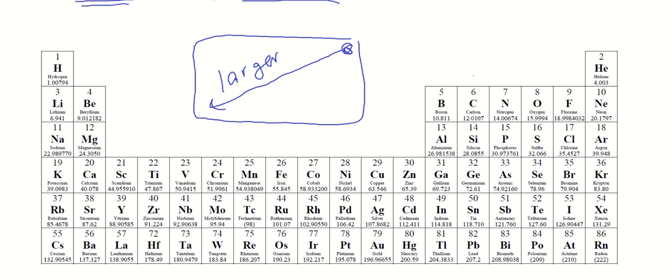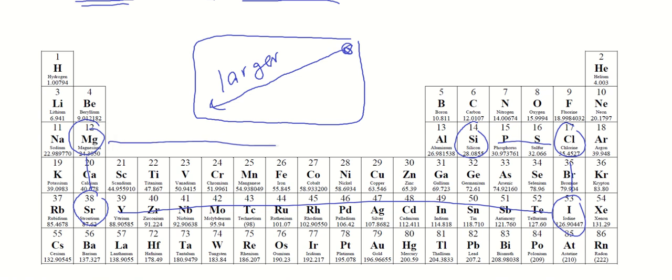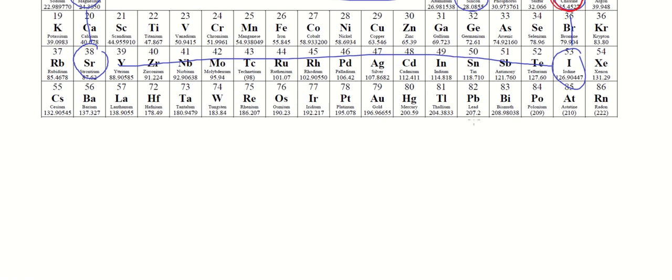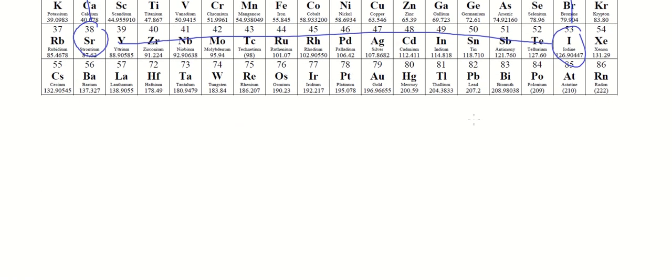If we identify where these elements are, magnesium is there, strontium right below it, silicon, chlorine, and iodine, they make a nice rectangle, so it's easy to see which is highest and to the right. So your answer is going to be chlorine. Let me give you a little reasoning behind why chlorine is the answer.